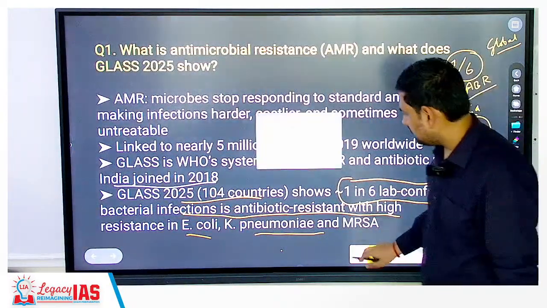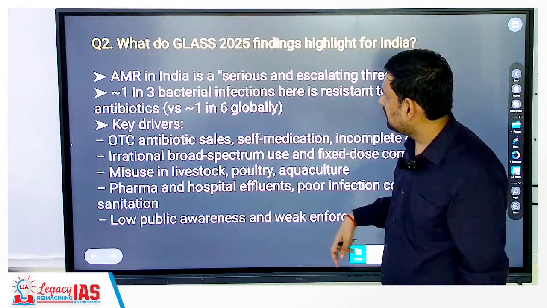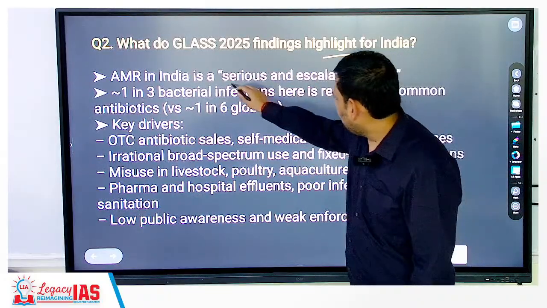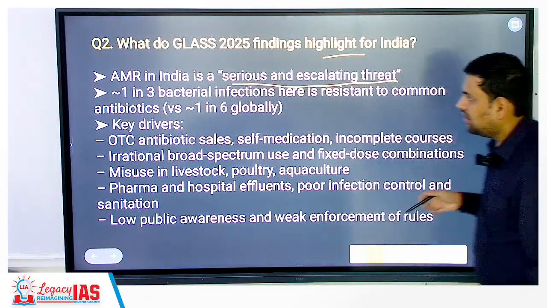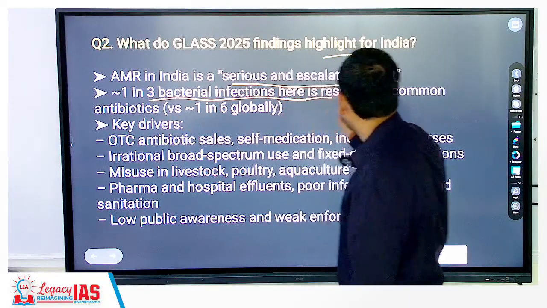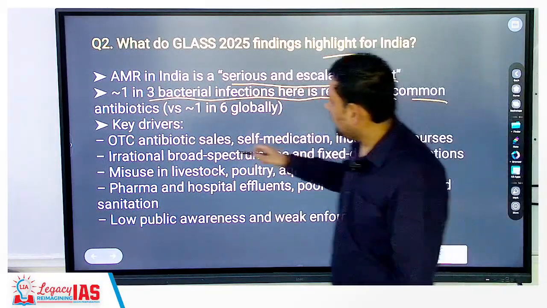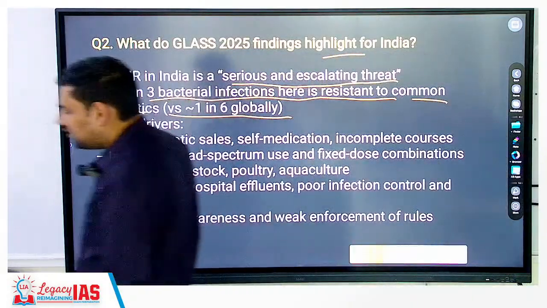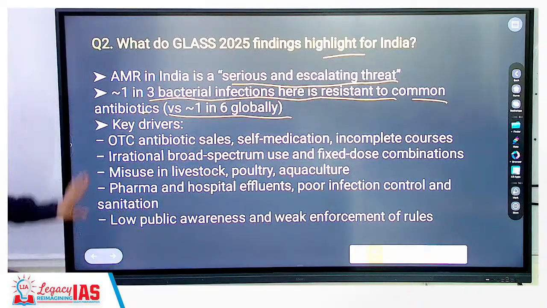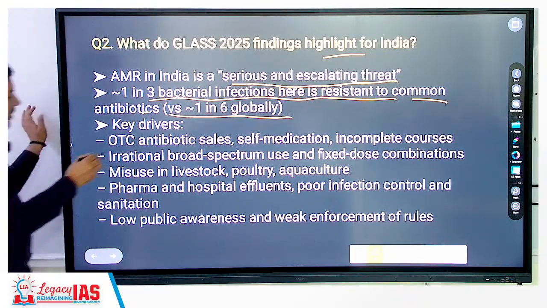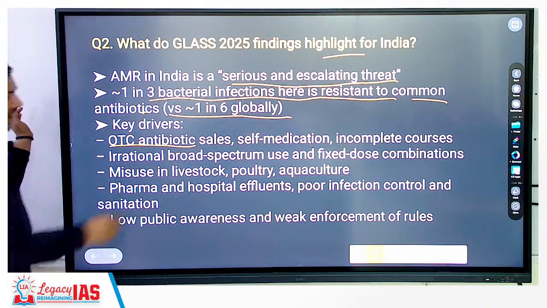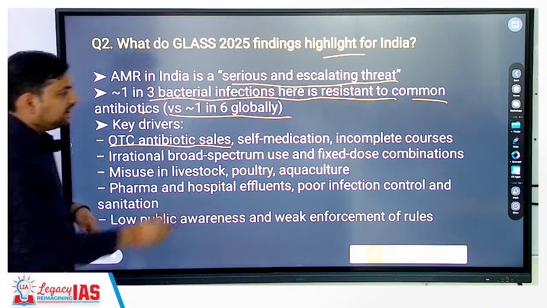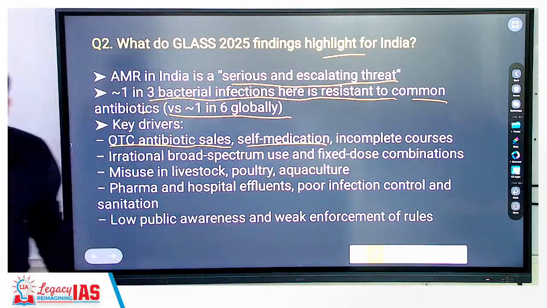Now what do they highlight for India? So AMR is of course a serious and escalating threat in India. 1 in 3 bacterial infections here is resistant to common antibiotics versus 1 in 6 globally. But it is a major issue still in India. The reasons for which are, first is over the counter antibiotic sales that we get, people just go and get them without any prescription, nothing. Then self medication, okay, people know what medicine I should take.